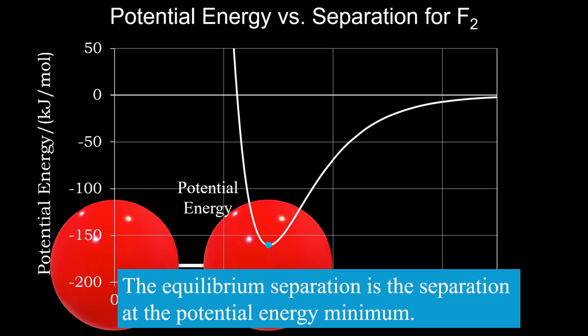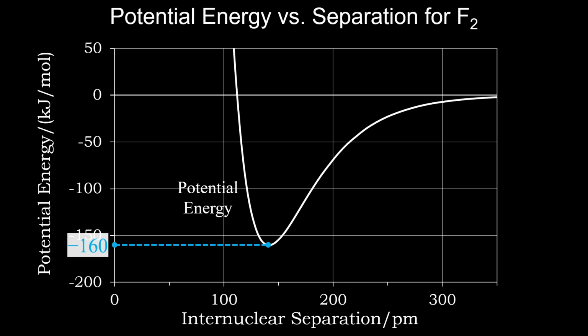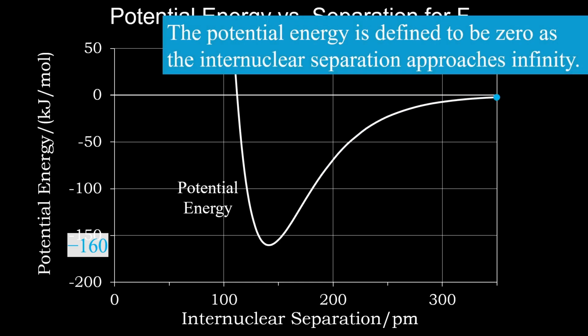At that separation, the potential energy is minus 160 kilojoules per mole. This is relative to 0, but what does 0 refer to? Well, as the atoms get further apart, the potential energy gets less. The potential energy is defined to be 0 as the internuclear separation approaches infinity. So that minus 160 kilojoules per mole is how much energy it takes to completely separate 2 fluorine atoms.